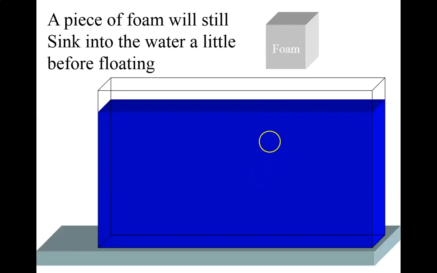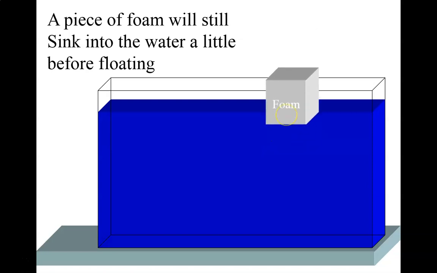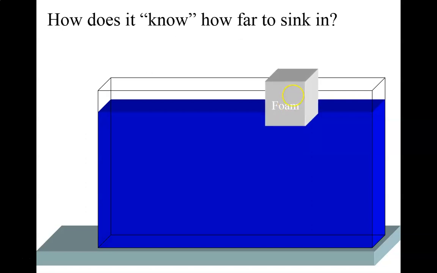So let's say we put a piece of foam in water. It doesn't just sit on top of the water. It sinks into the water a little bit before floating, before just sitting there at the top. How does it know how far to sink in? How does it know to stop when it does?